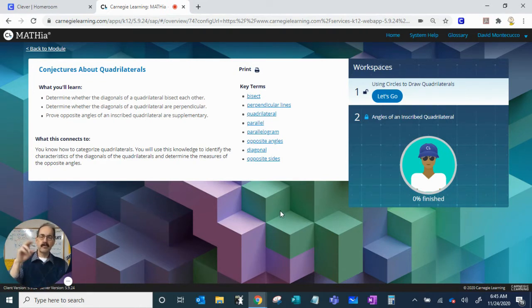So we're through the circles, we're into four-sided objects, and we've been using all of these vocabulary terms like bisect. We've talked about perpendicular, so think 90 degrees, squares, rectangles, quadrilateral, any four-sided object, okay? Parallel, parallelogram, opposite angles. We're just now starting that idea of opposite angles, and we did a little bit of math, calculating opposite angles, the diagonals. What happens when we draw a diagonal, and opposite sides.